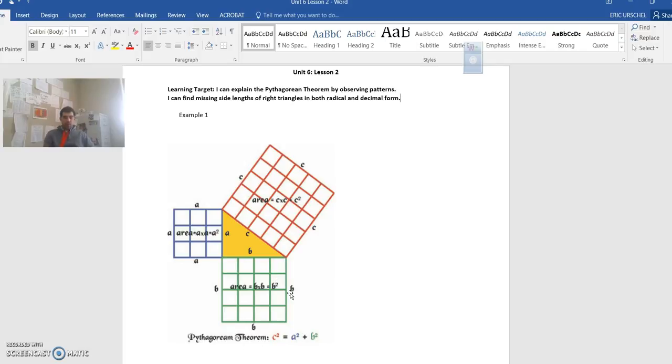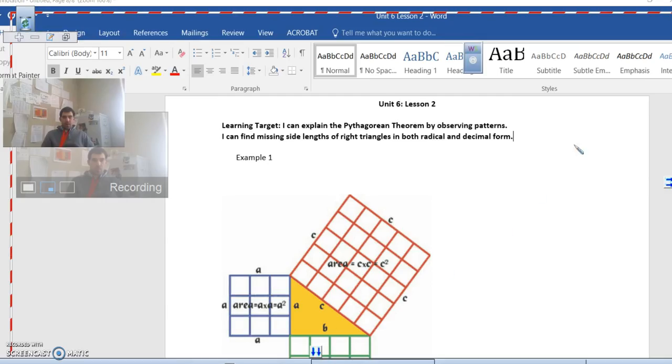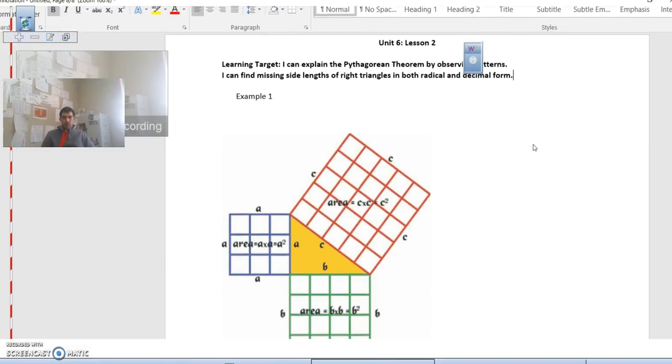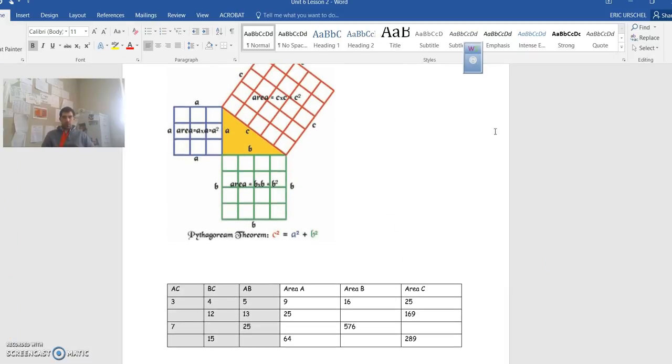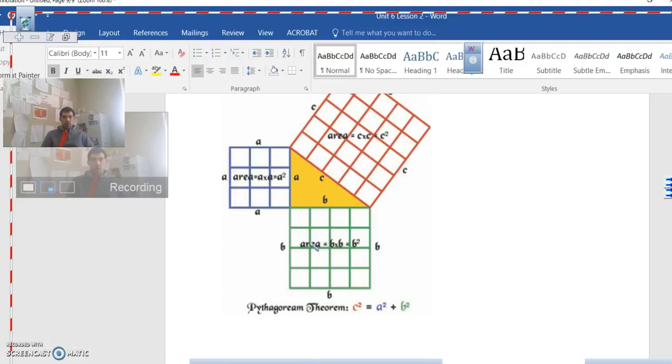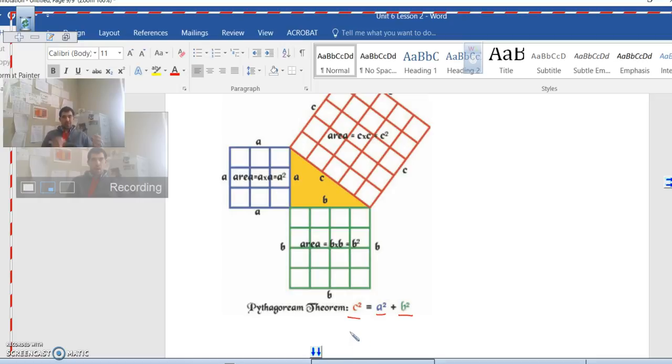This is our Pythagorean theorem. We have that a squared plus b squared equals c squared. What does that mean? A squared plus b squared equals c squared. We're trying to figure out what is the significance of that.